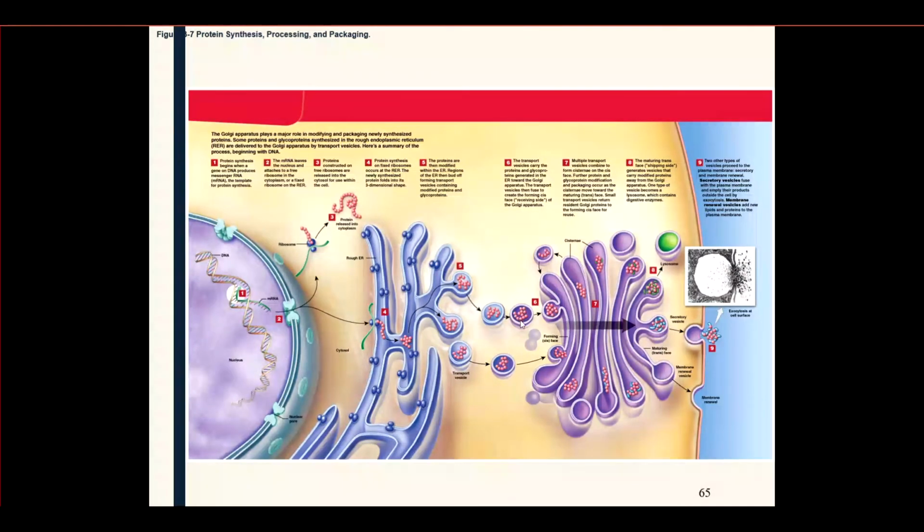Notice this transport vesicle, see what it does? See how it fuses with the Golgi apparatus. This is known as the forming face over here. Right, this is the forming face. This is what's receiving the transport vesicle. Now the protein is inside the warehouse, and the protein, guys, look at this, goes through the warehouse.